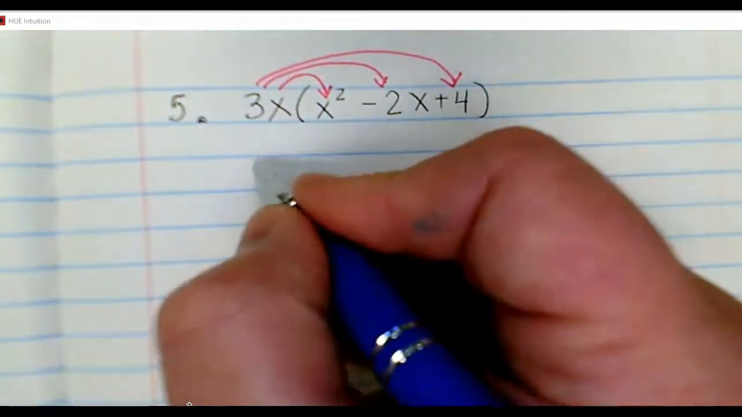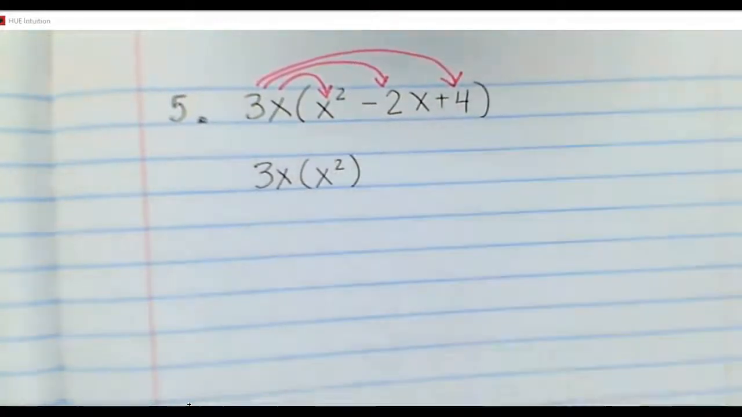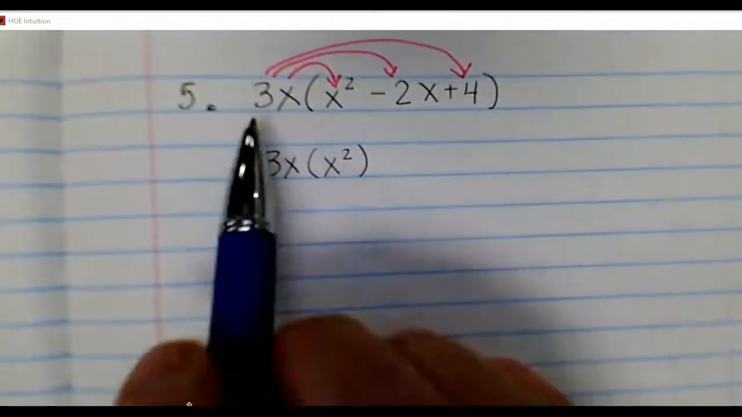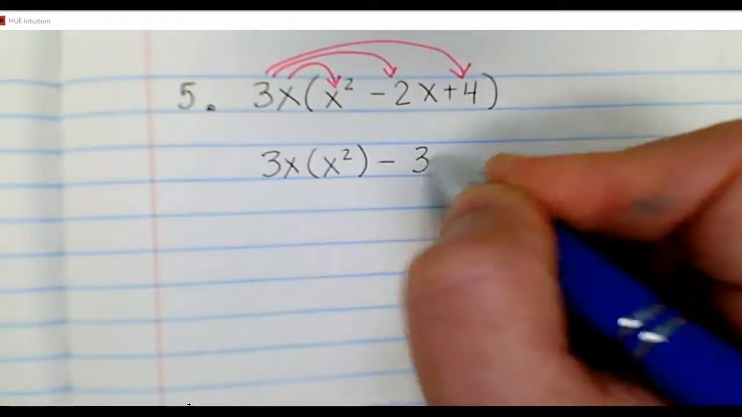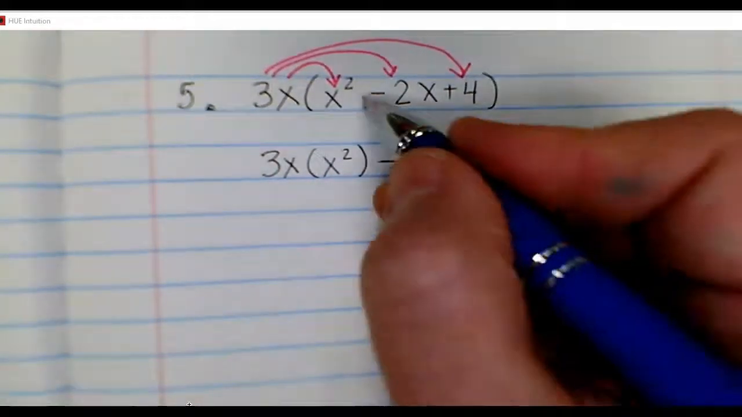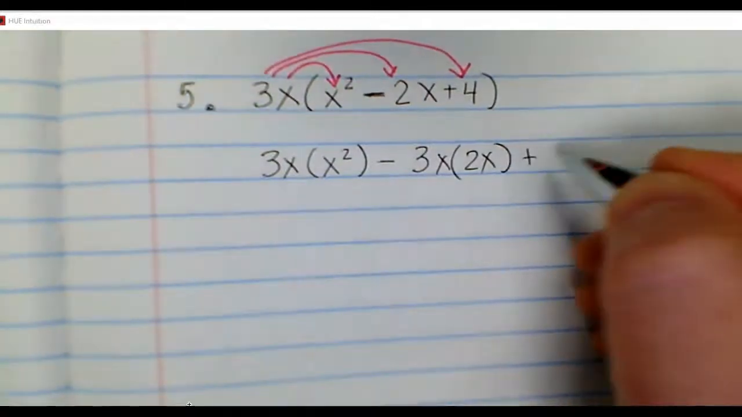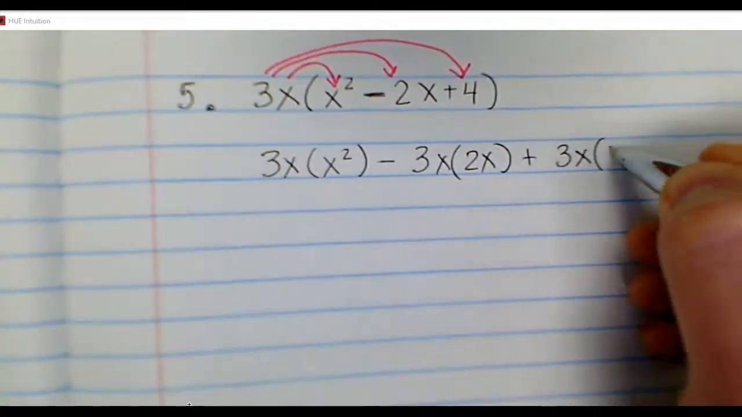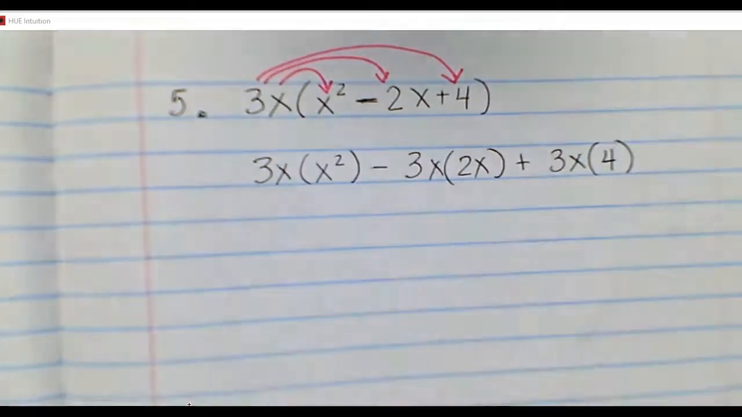So to distribute, I'm going to multiply the 3x times the x squared. I'm going to do this out step by step. And the 3x gets multiplied by the 2x. And it's negative because of that negative sign right there. And the 3x gets multiplied by the 4. That's what those arrows mean, right?